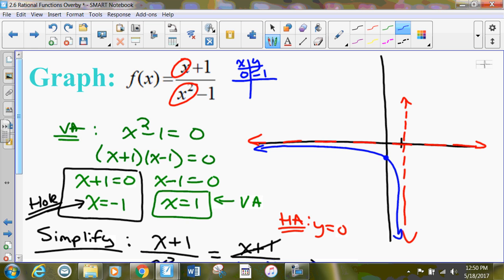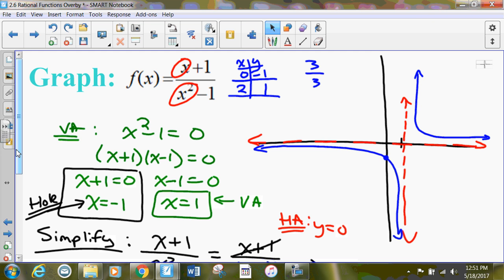And now I need to see what's going on the right side of my vertical asymptote. So that means I'm going to plug the number 2 in. So I'll get 3 on the top, and I'll get 4 minus 1, which is 3 on the bottom. So I get a positive 1. So when I go over 2, I'll be up 1, which tells me I'm on this side of the vertical asymptote. Oh, I was almost going to go to the next slide.